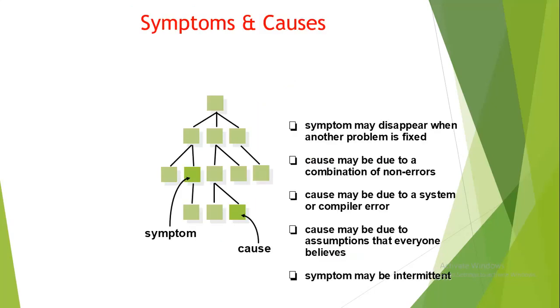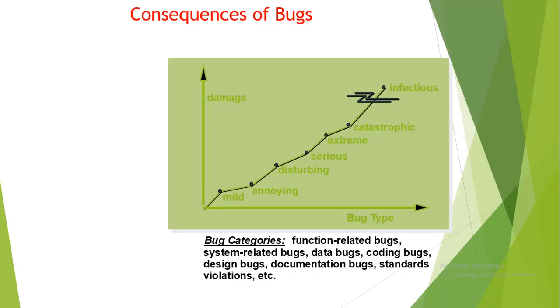Here are the symptoms and causes. The symptom may disappear when another problem is fixed. The cause may be due to a combination of non-errors. The cause may be due to a system or compiler error. The cause may be due to an assumption that everyone believes, and the symptom may be intermittent. These are the consequences of bugs, where bug type and damage: mild, annoying, disturbing, serious, extreme, catastrophic, infectious.